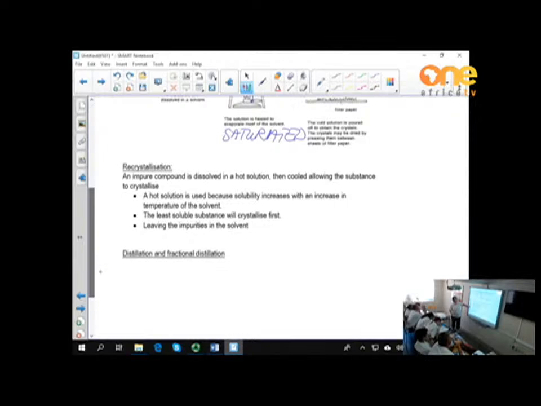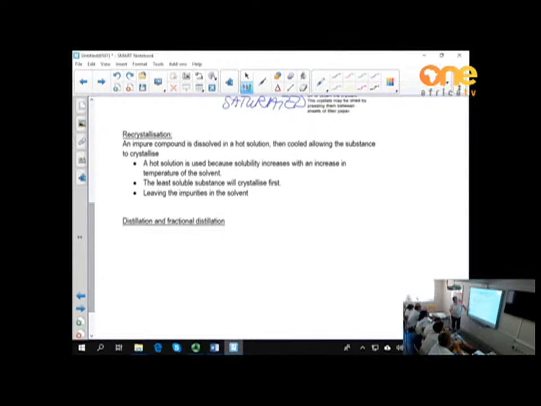Something about recrystallization in a moment. Recrystallization also means, for example, if I have a container with different salts in it. Let's say I've got some sodium chloride, some potassium chloride, and some magnesium sulfate in it. All of them dissolve, but some salts are more soluble than others.